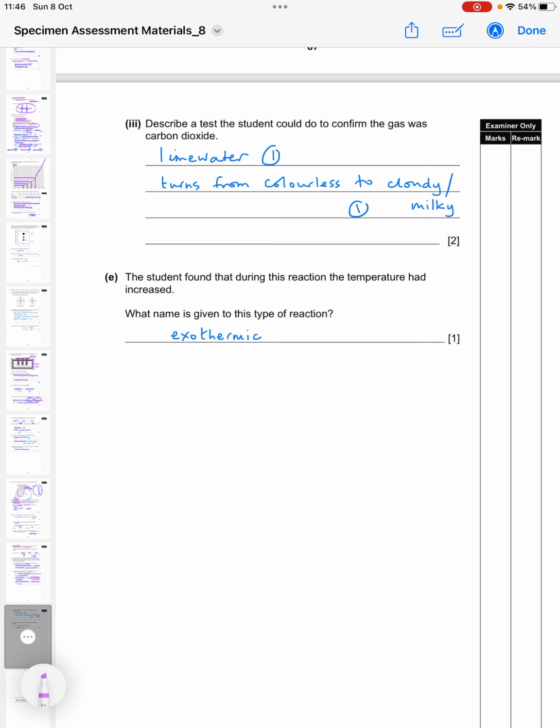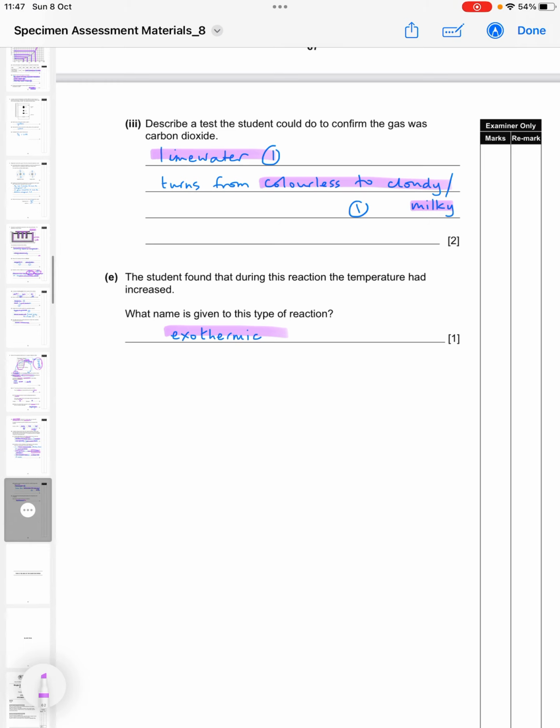And finally, describe a test the student could do to confirm the gas was carbon dioxide. So that would be use lime water, and if carbon dioxide is present, it turns from colourless to cloudy, or you could say milky. And the very last bit, the student found that during this reaction the temperature had increased. So what name is given to this type of reaction? So that is exothermic, because energy has been given out.